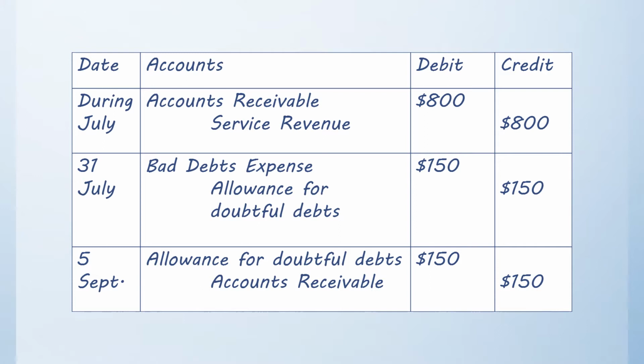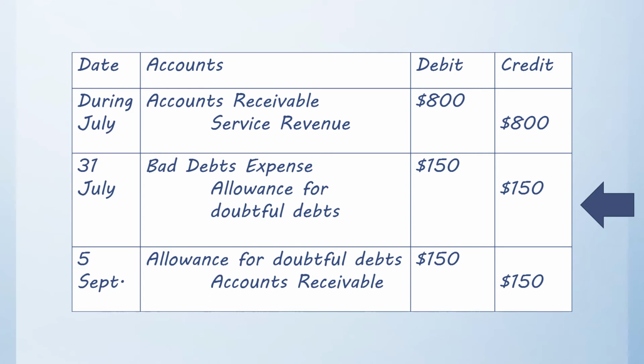John estimates that $150 of the $800 in accounts receivable accrued in July will be uncollectible. If the accounting period ends at the end of July, John records the second entry as follows. Instead of closing accounts receivable, he opens the allowance for doubtful debts account.